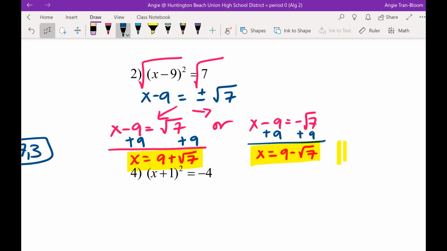I'm trying to erase. Okay. Some of you would like to write the answer this way: x equal to 9 plus or minus square root of 7. Is that also okay? Yep. Totally okay. However you want to write it like that. All of those would be acceptable.